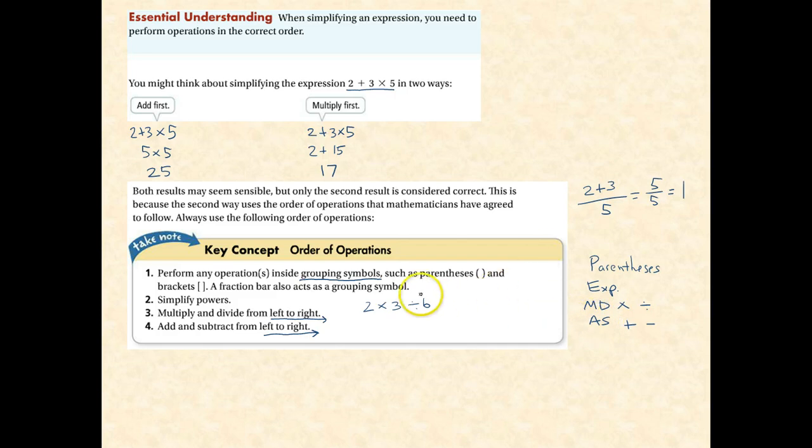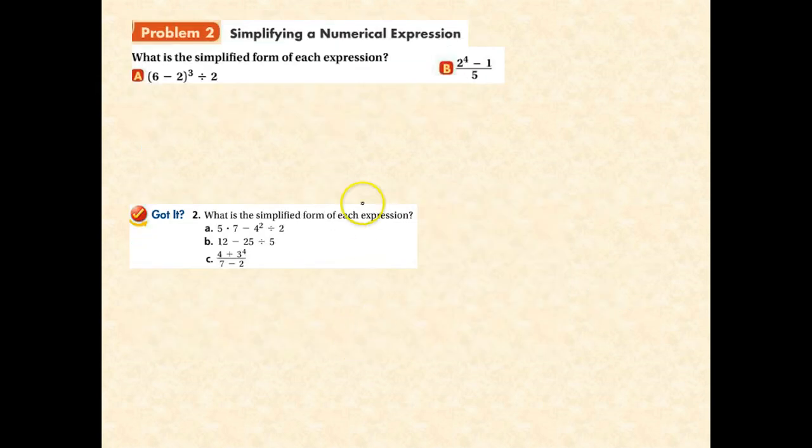But any way you remember it, it doesn't matter as long as you're doing grouping symbols first, then simplifying powers or exponents, then doing multiplication and division from left to right, and then doing addition and subtraction from left to right. Alright, so let's simplify a numerical expression. So, let's remember the order of operations. Grouping symbols first, followed by powers, then multiplication and division from left to right, and addition and subtraction from left to right also.